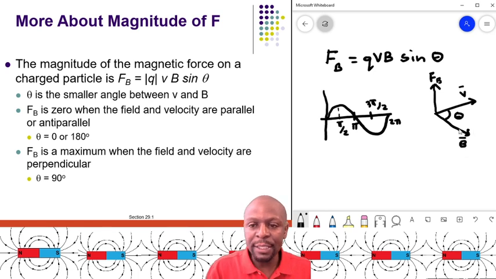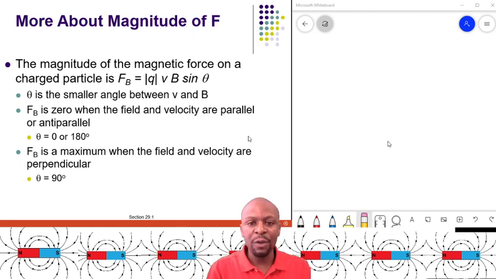Now in this case, do you see that the magnetic force is zero when the field is parallel or anti-parallel to the velocity? The angle is just going to be zero, and the sine of zero is zero, or when they are anti-parallel, it will be pi, and the sine of pi is also zero. But you can have the maximum magnetic force when theta is equal to 90 degrees, because the sine of 90 is just 1. So that's what I wanted to remind you of about the sine graph.